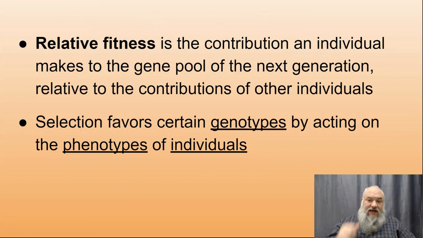So relative fitness is the contribution an individual makes to the gene pool of the next generation, relative to the contributions of other individuals. So if you're contributing 51% of the gene pool to the next generation, and the other guy's contributing 49%, you're both pretty equal, right? But the 51% is just a little more fit. Their relative fitness is a little higher. Okay, so that selection favors genotypes by acting on the phenotypes of those individuals.